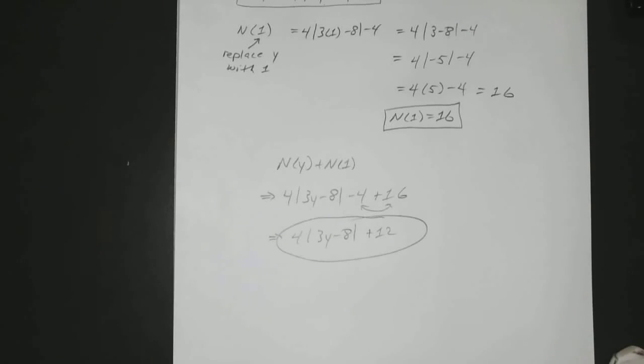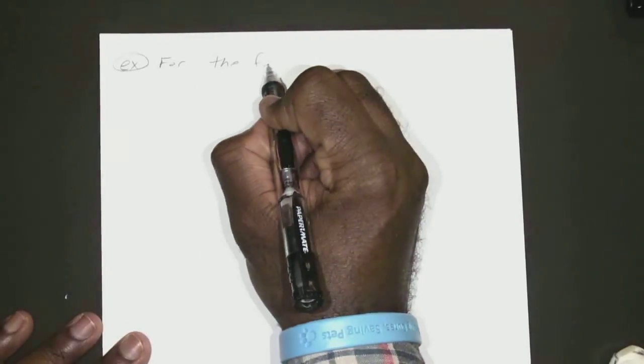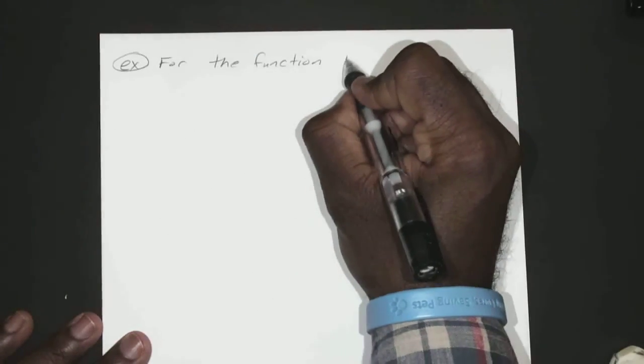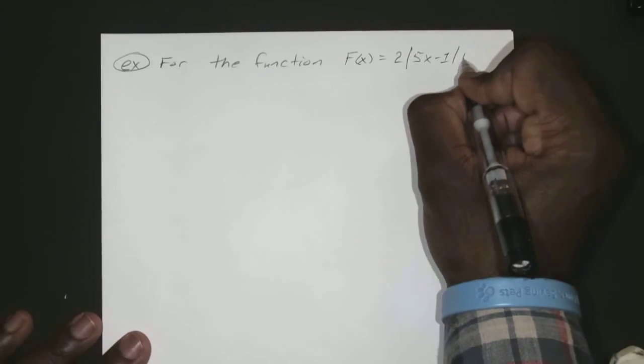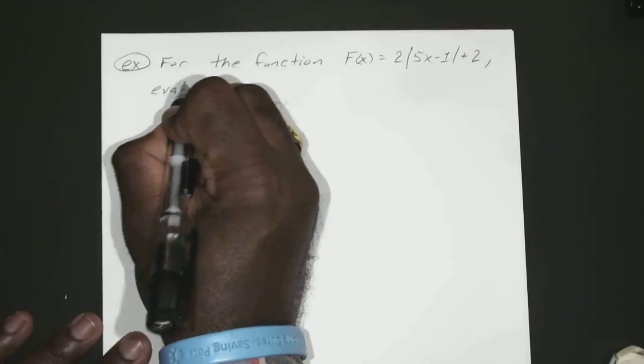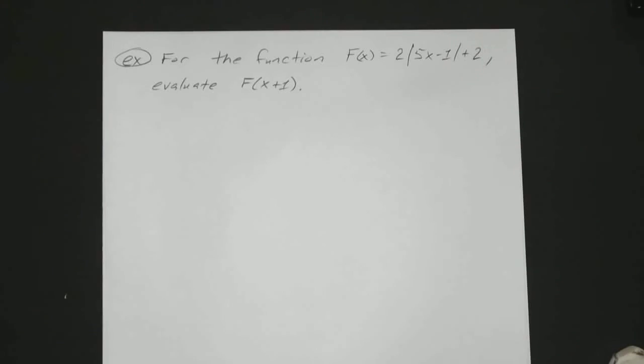Okay. So sometimes they'll throw a little twist in the questions they ask. Looks like everyone's done writing. Okay, so what if we wanted to, for the function, capital F of x equals 2 times the absolute value of 5x minus 1 plus 2. They want you to evaluate capital F of x plus 1.